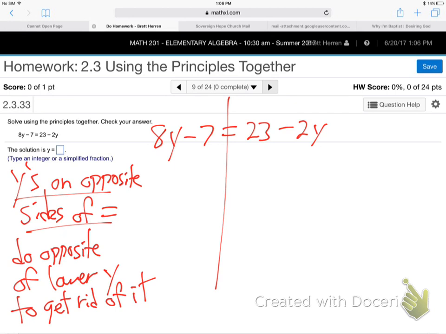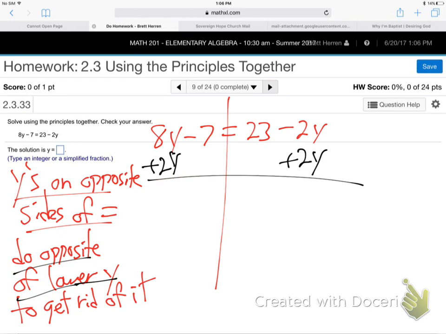So you come up here and you say, okay, 8y and minus 2y. By the way, don't even look at the numbers right now. Don't even worry about the negative 7 and the 23. They're not important right now. What matters is those 2 y's. You're looking at the 8y and the minus 2y, and you're thinking, okay, I got to get rid of the lower one. So the lower one's the minus 2y. How do I get rid of that? Add 2y, right? That's the opposite of minus 2y, isn't it? That's what I'm saying. Do the opposite of the lower y.